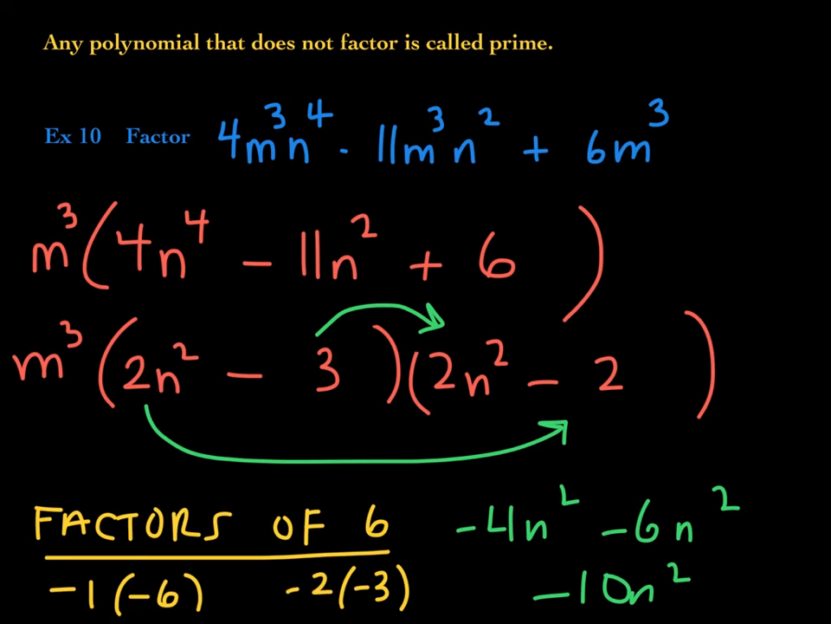But wait a minute. Maybe what we need to do is change these first terms. Maybe it's not 2n squared and 2n squared after all. Maybe there's a different way to do this.